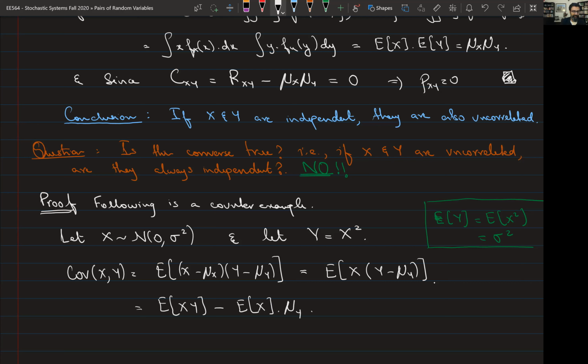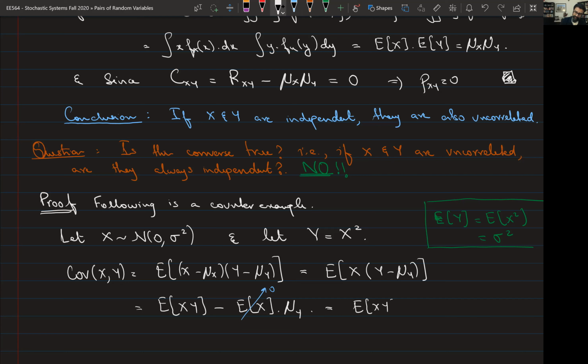ठीक है? Isha, can you see that now? Yes, sir, it's visible. Right. So I know that this is 0. So therefore, this is equal to expected value of XY.